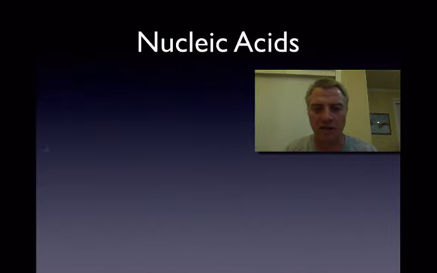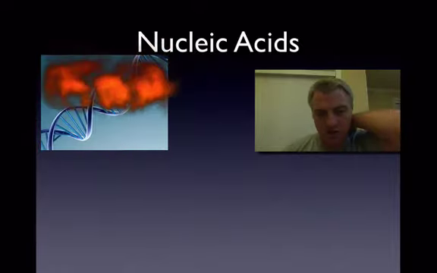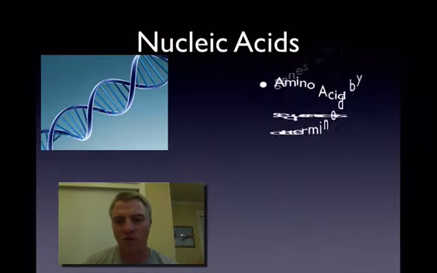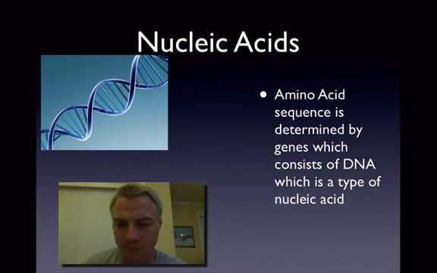Let's jump into nucleic acids. Hopefully we can get all this done in enough time. Of course, you know nucleic acids as DNA and RNA. We talked a little bit about it in class already. But if you look at this here, it says amino acid sequence is determined by genes, which consist of DNA, which is a type of nucleic acid.